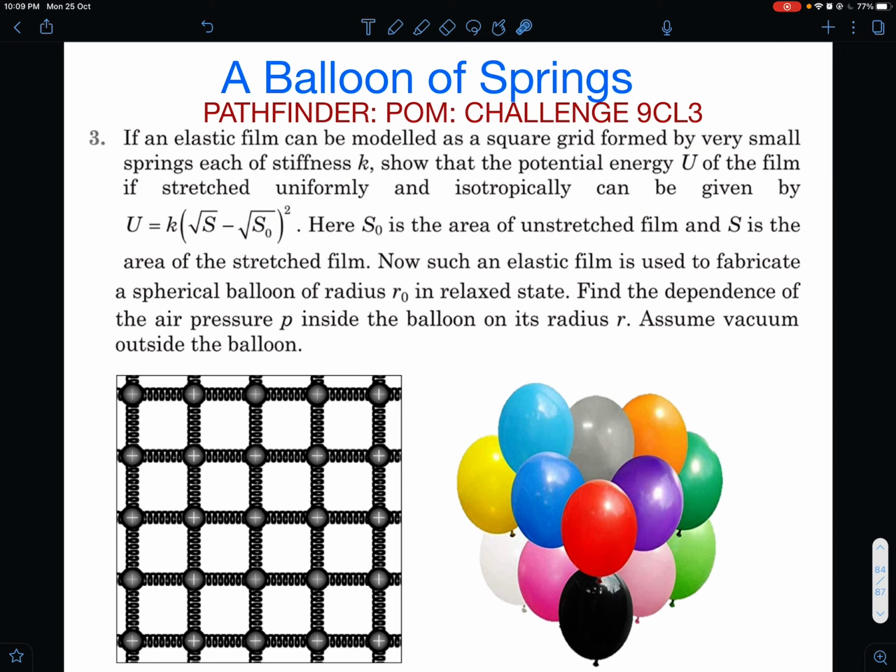Now we have to find the dependence of the air pressure inside the balloon when its radius becomes r. So when we inflate it from radius r naught to r, obviously there will be excess pressure inside, and we have to assume that there is vacuum outside the balloon. So what is the pressure inside, we have to find out, if outside is vacuum.